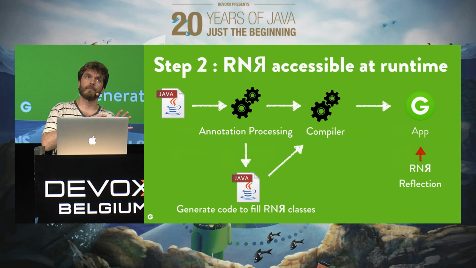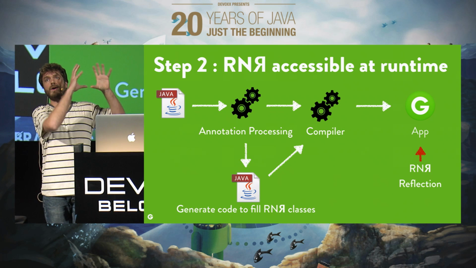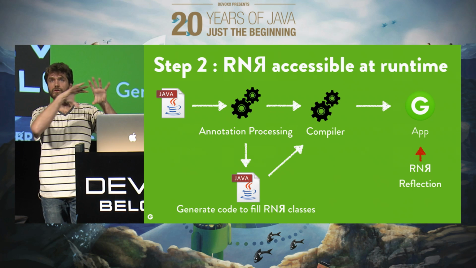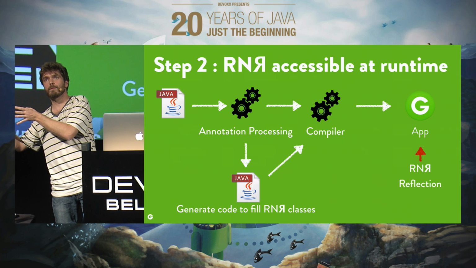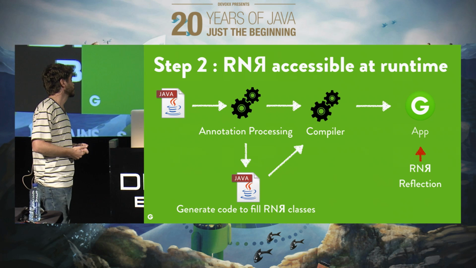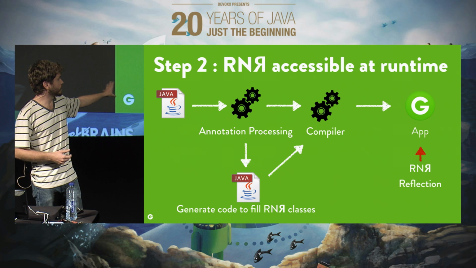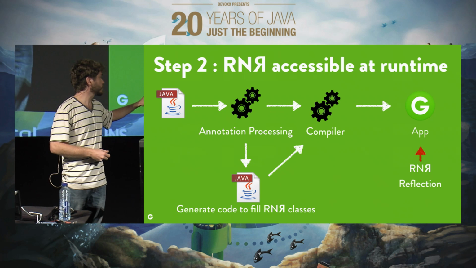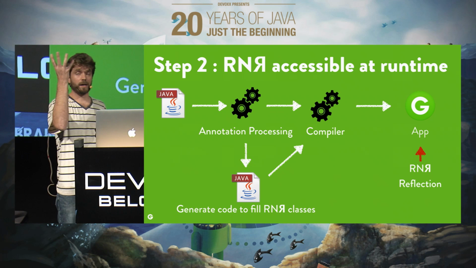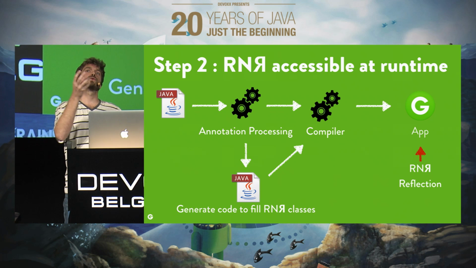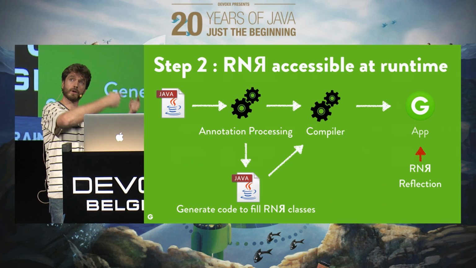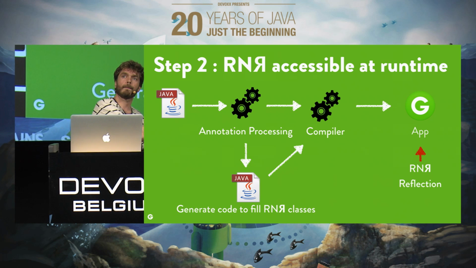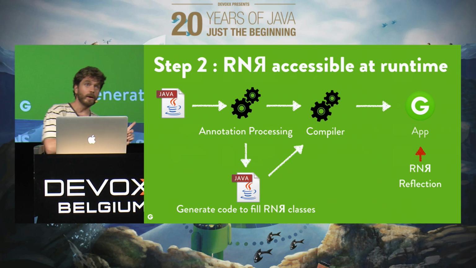So the second step, remember, is to take those R&R classes that we have constructed during annotation processing and to generate them so that they are going to be available at runtime. We did that also. We take the R&R classes that we generated and we generate the code for them. So we are going to create code that is going to be able at runtime to fill those classes again. I don't know if you can follow me, I hope so.